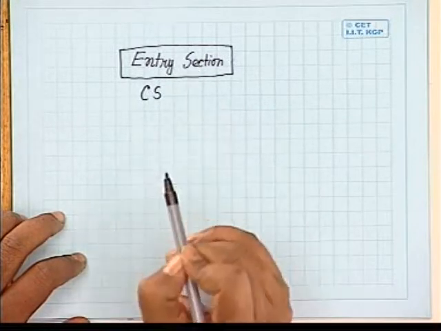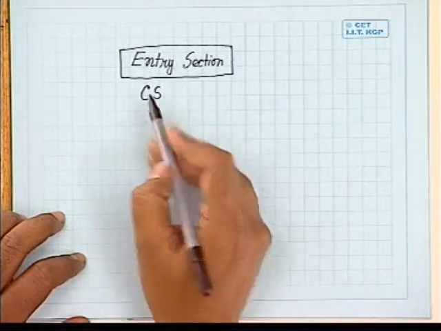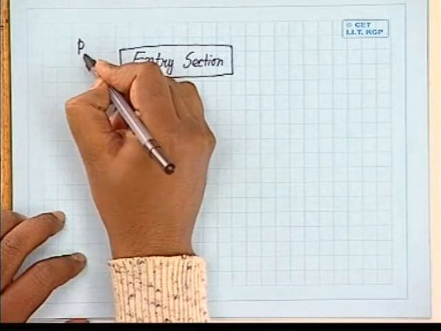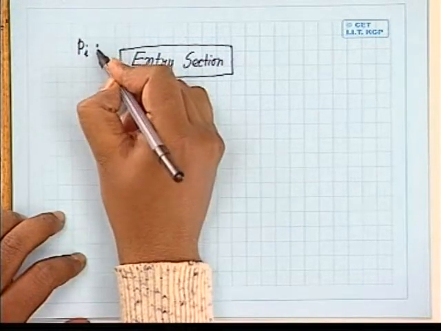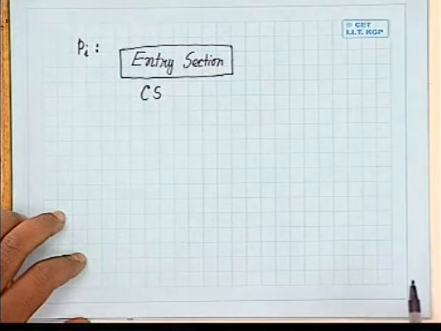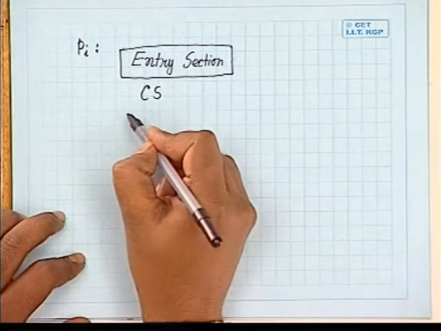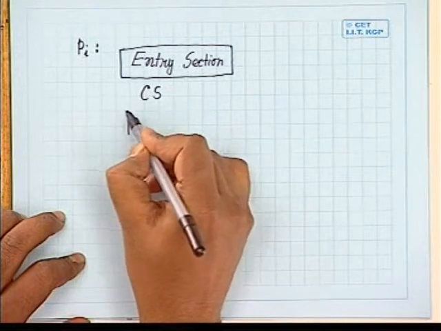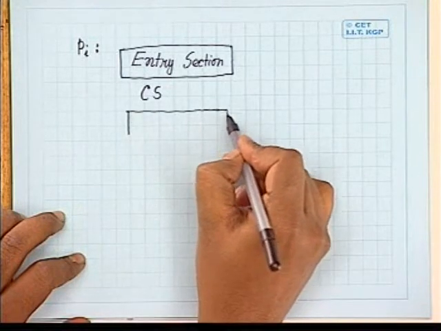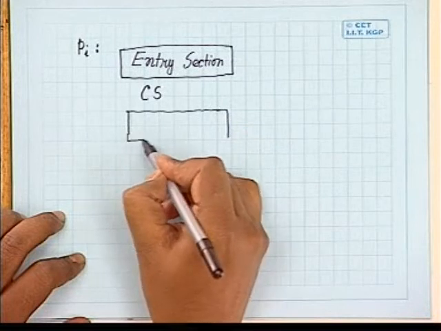Once the entry section is successful, then only the process, say Pi, can enter the critical section. So this is the situation of process Pi. When the process Pi comes out of the critical section, then whatever locking and other things that we have done must be unlocked. I am just using the locking term.